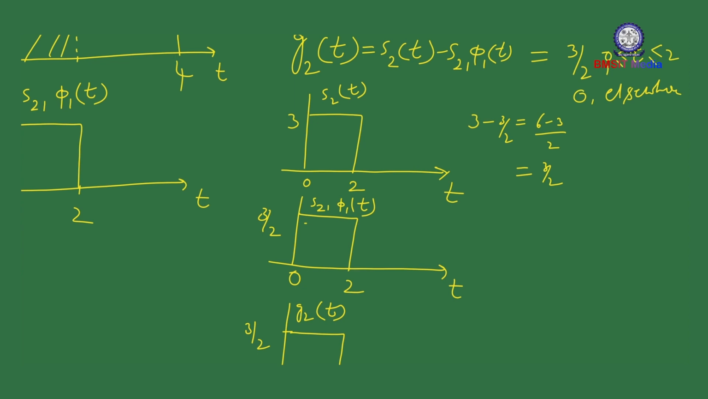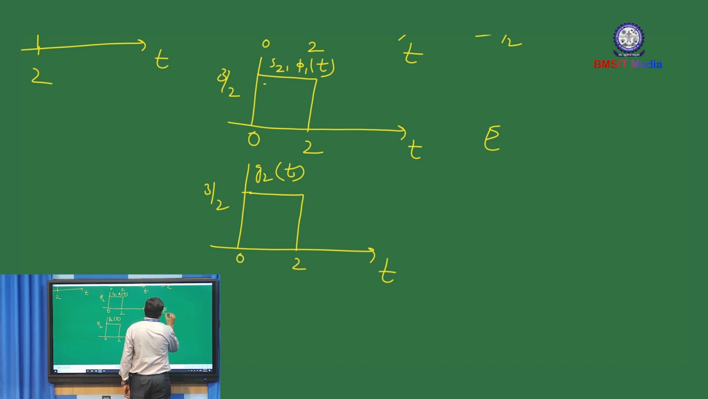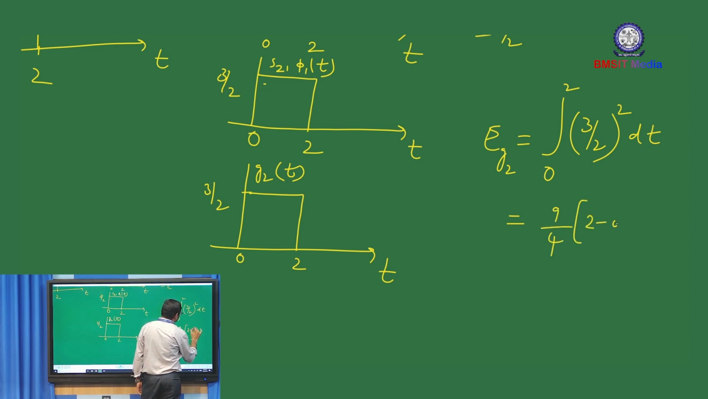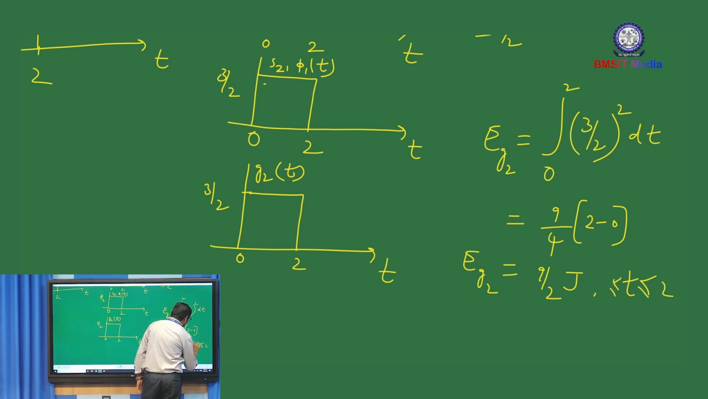Once I find the value of G2 of t, I can find the energy of the signal. The energy of the signal G2 of t is the integral from 0 to 2 of G2 square of t dt, where the value is 3 by 2. So it is 9 by 4 times 2 minus 0, which is equal to 9 by 2, the energy Eg2, which is 9 by 2 joules over the interval 0 to 2.